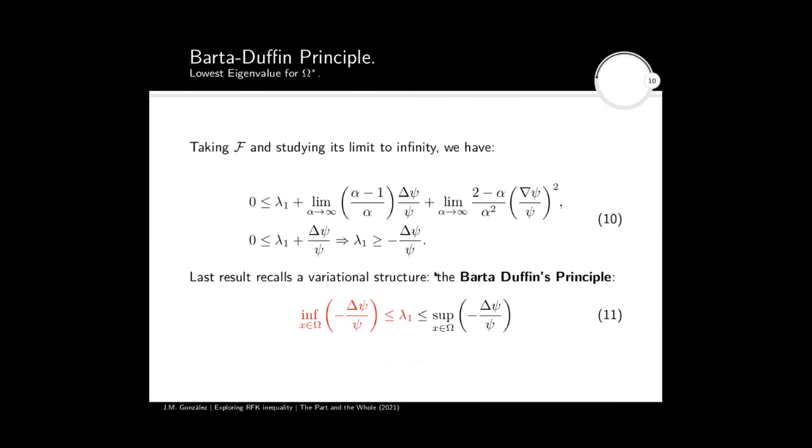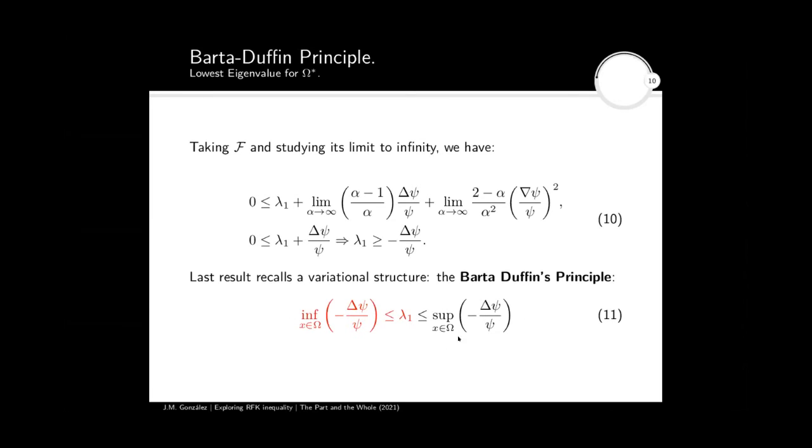We said that alpha is a complex number, so we can study its behavior to infinity, but results in this lower bound for the lowest eigenvalue. This quotient recalls a known result in variational calculus, the Barta-Duffin principle. As I mentioned here, the Barta-Duffin principle was stated in the 37 and 47 years of the last century, and it says this.